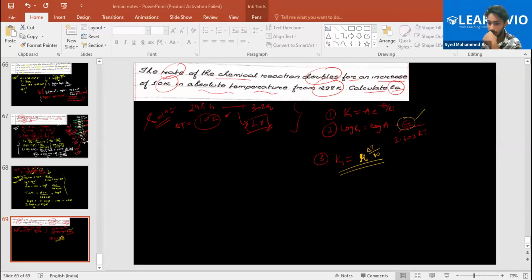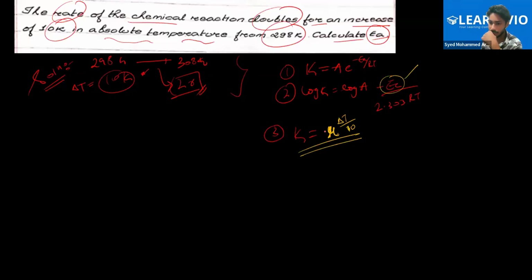Because of the change in temperature. Okay, change in temperature is fine. There is another formula I haven't written: log K2 by K1 equals Ea upon 2.303 R times (1 upon T1 minus 1 upon T2). So we have four formulas.